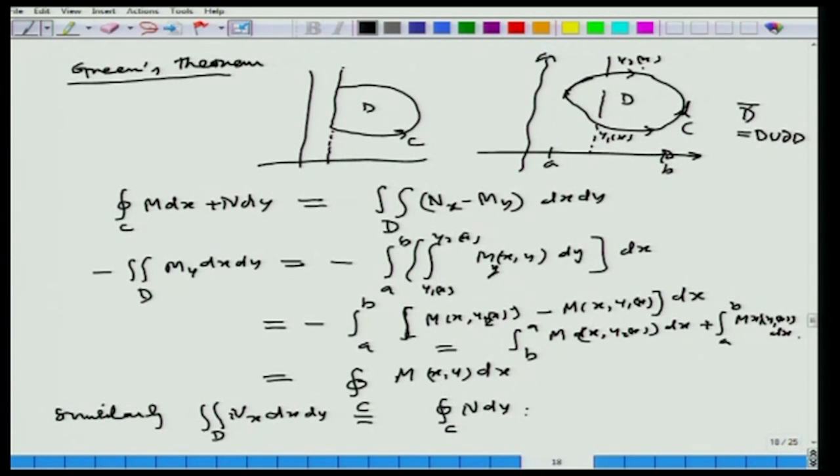Now, this we did for the very simple case of this region D. Now, if we have this kind of situation, we will see that here x is not changing, so dx will be 0. So it does not contribute anything, and therefore there will not be any contribution on this curve here.